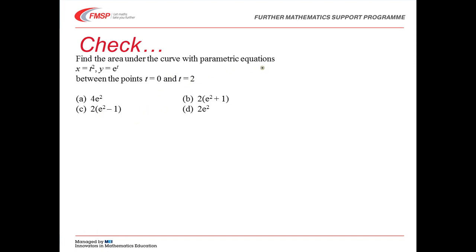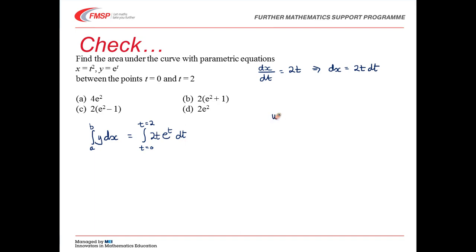So the important thing that I need for this is dx by dt. That's 2t. So dx is going to be replaced by 2t dt. So the integral from a to b of y dx is my standard, and in this case it is from t equals 0 to t equals 2. Y is e to the t, and dx is 2t dt. Okay, right, I can do this integral, but I'm going to need integration by parts.